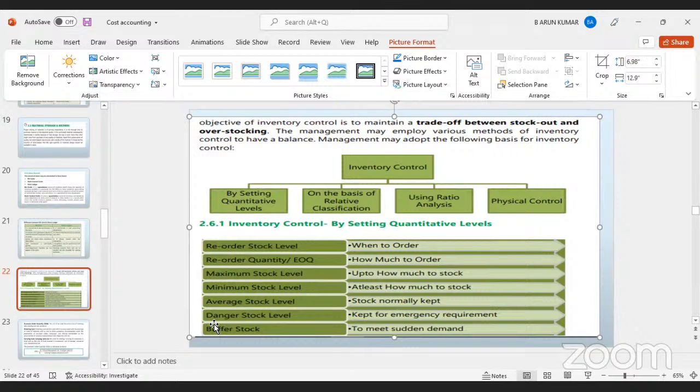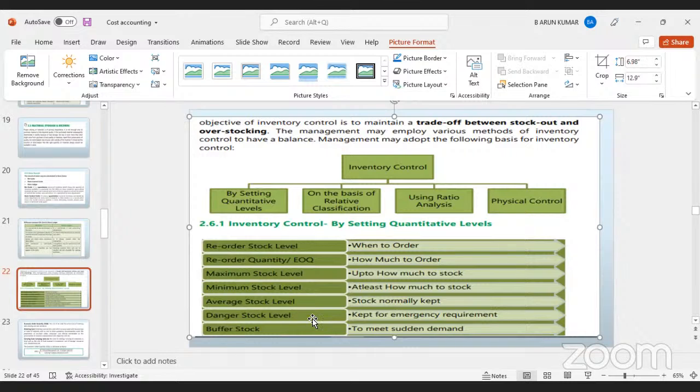We are dealing with the maximum stock level. The fourth one is minimum stock level. It means at least how much to stock. It means how much stock we have to keep to continue the regular process of production.